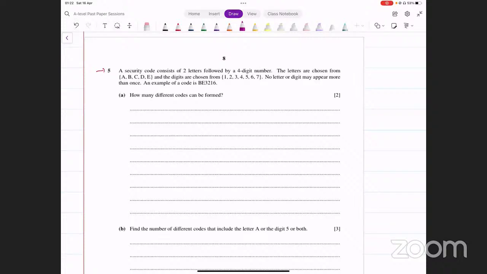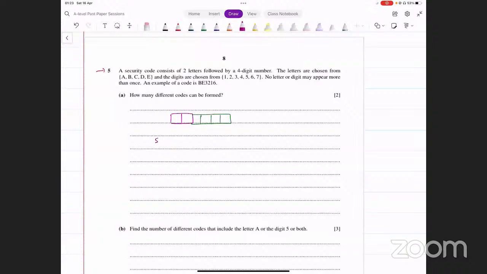Now, how many letters do we need at the start? We need 2 letters. And then we need how many numbers? 4 numbers. We need 4 numbers after that. Yeah, this is what we need. अब letters आपके पास कितने total available हैं? You've got 5 letters total. So you have to select 2 out of 5 letters, but फिर उनको arrange भी करना है. Right? उनका arrangement भी possible है.